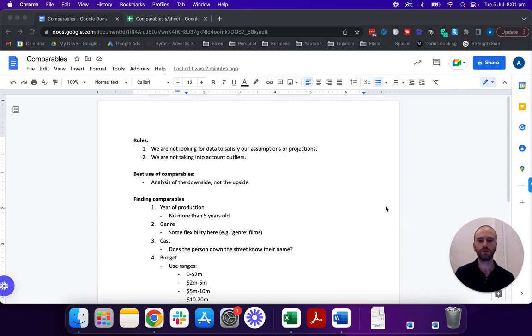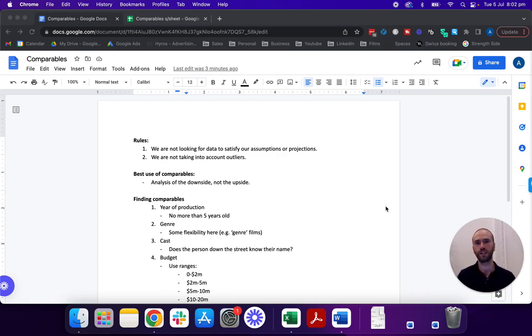So a couple of rules to start off with before I get into the step-by-step process of how you find comparables online and how you find and use that data. The first thing to always keep in mind is that you're not looking for data to satisfy your own assumptions or projections. So it's important not to fall into the trap of just trying to find films that make your projections look good, or films that have enough of a return to show that investors can recoup the amount of private investment that you're trying to raise, right? That's not what we're trying to do.